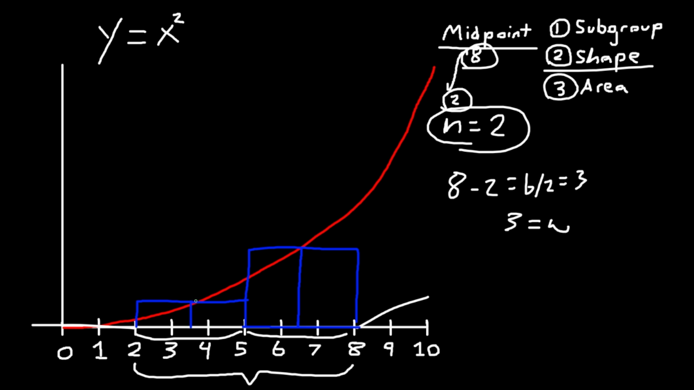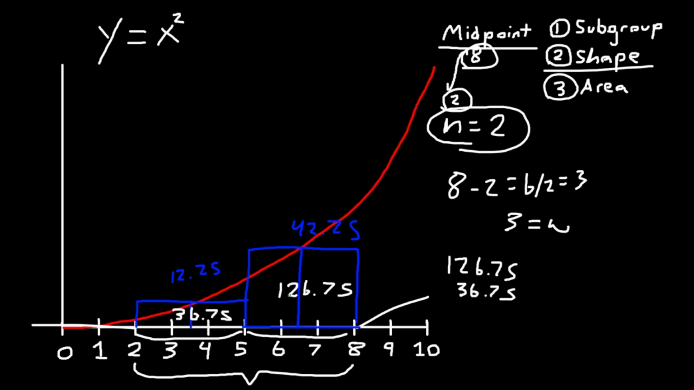So the height right here would be 12.25, and then the height at 6.5 is going to be 42.25. And then we would just need to multiply that with the width, which is 3. So in total, this rectangle is equal to 126.75, and then this rectangle is equal to 36.75. If we add those two together, we get 163.5. So for a midpoint Riemann sum across the interval of 2 to 8, we get an approximation of 163.5.